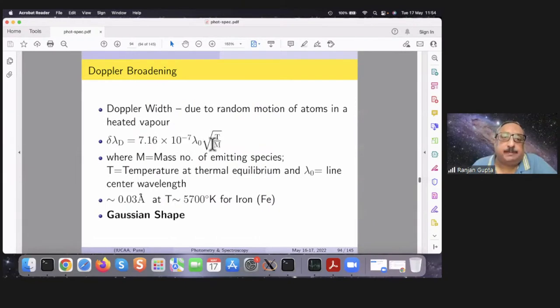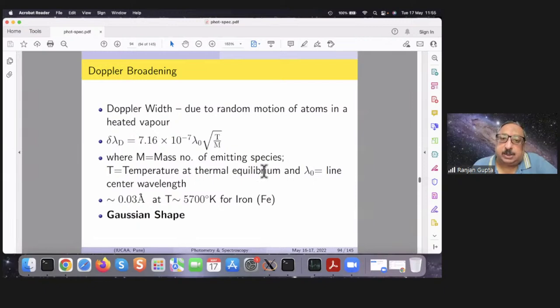This is a simple relation with temperature, and this is the mass number of the emitting species. In case of mercury, it is quite high, 190 or something. For oxygen, it will be 16 and so on. There's some constant and this is the central wavelength. So you can actually measure the width of this line and infer the temperature of the gas. In fact, this is a very standard process. If you have a high resolution and you can resolve the Doppler broadening of the gas or whatever object, then you can directly estimate the temperature.